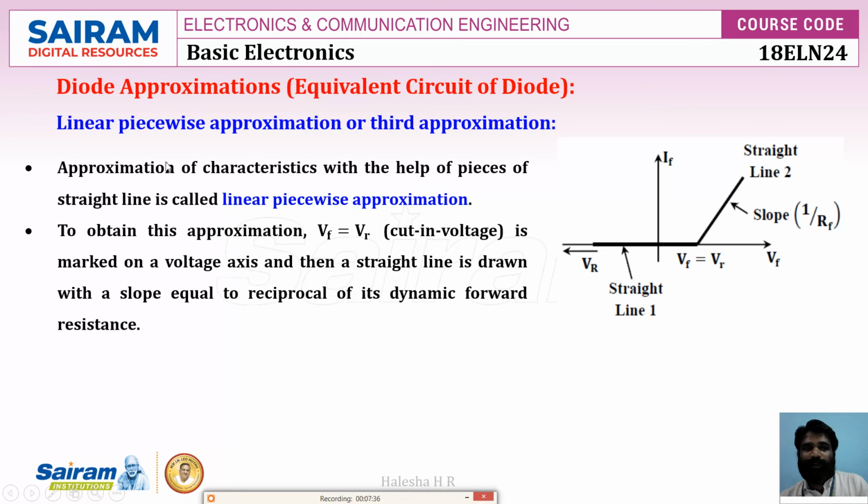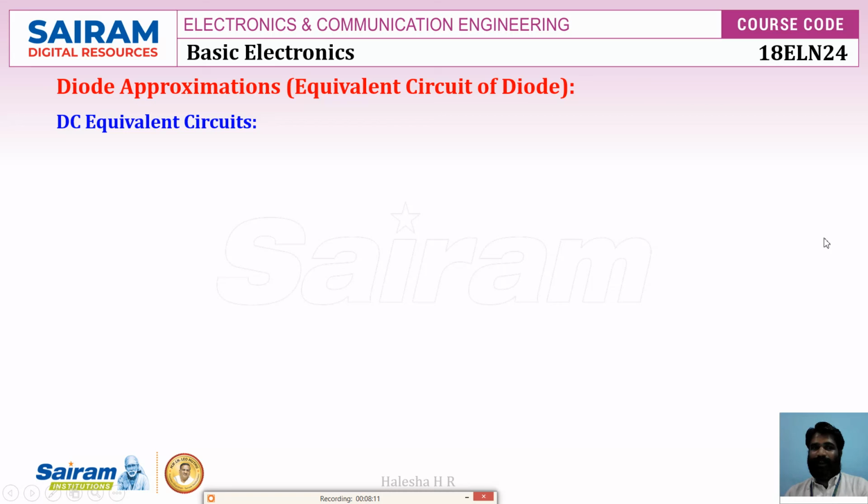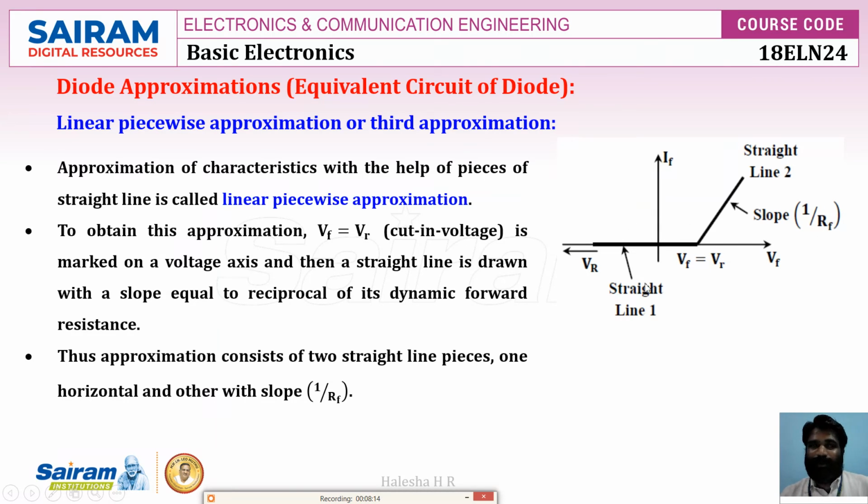Fine. To obtain this approximation, Vf is equal to Vr, here Vr is the cut-in voltage. It is marked on the voltage axis, and then a straight line is drawn with a slope equal to the reciprocal of its dynamic forward resistance. Thus the approximation consists of two straight line pieces, one horizontal and the other with a slope 1 divided by Rf. This is the third approximation, the piecewise approximation, obtained with the help of pieces of straight lines.